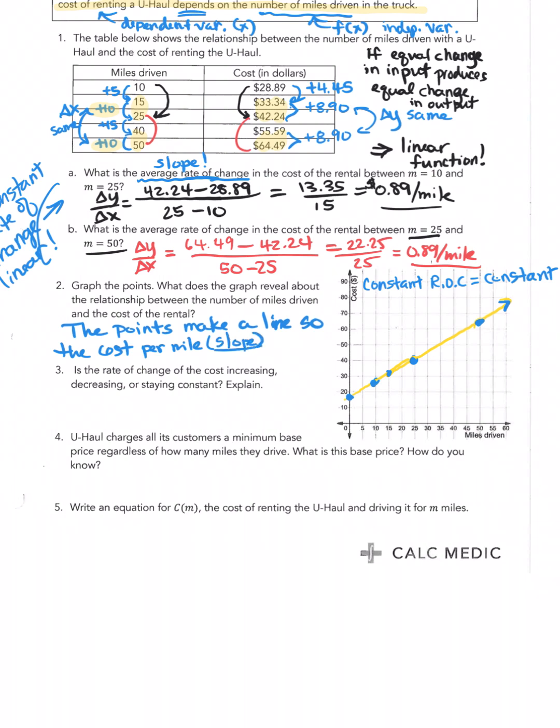In cost per mile, the slope, that's what we've been finding. Cost per mile. That is constant. That's what linear means, is it has a constant slope. Constant rate of change. Is the rate of change of the cost increasing, decreasing, or staying constant? Well, is it changing? How can we tell what the rate of change is? Well, we would have to actually look and see what the rate of change would be.